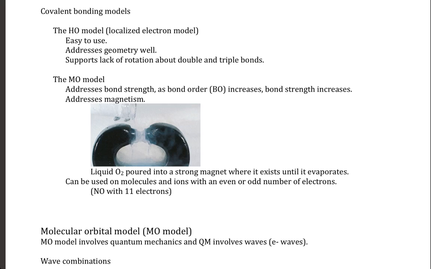The molecular orbital model, that's one that we will now talk about. It addresses bond strength, that is how strong bonds are. And we'll talk about something called bond order. As the bond order increases, that means for us the bond strength increases. It also addresses magnetism. Why are some molecules magnetic? It addresses that. The hybrid orbital model does not.